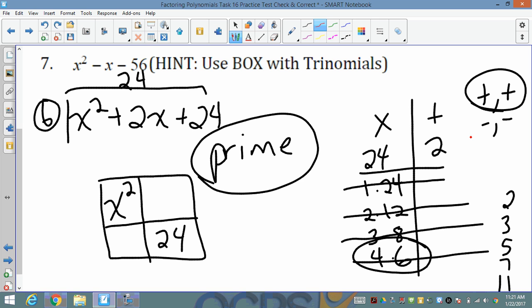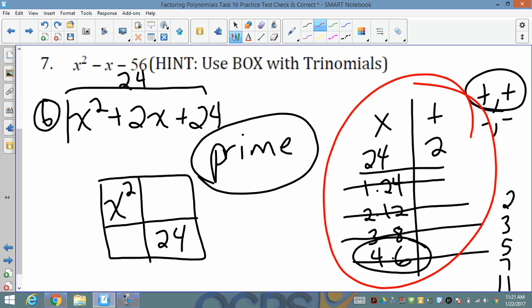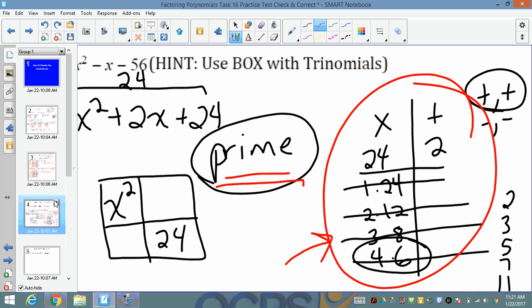By the way, this right here is your justification for prime. You cannot just tell me something is prime. You have to justify it by showing me that none of the factors work. Okay, I'm going to clear this one so we can look at number 7.